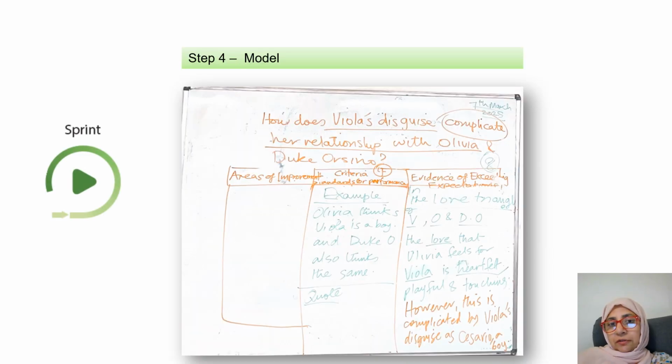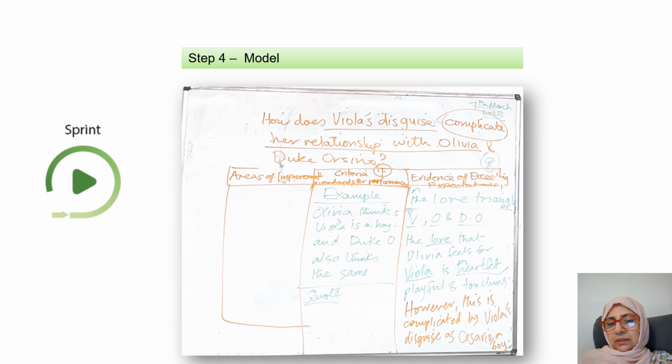Once the students had written the paragraph, or they had written an idea, sorry for the messy writing, I broke down each and every part of ICTEL. The idea thing is not here, but this is the example or the elaboration bit. When I asked them what would they write as an explanation, this is what one of the students prompted. Olivia thinks Viola is a boy and Duke Orsino also thinks the same.